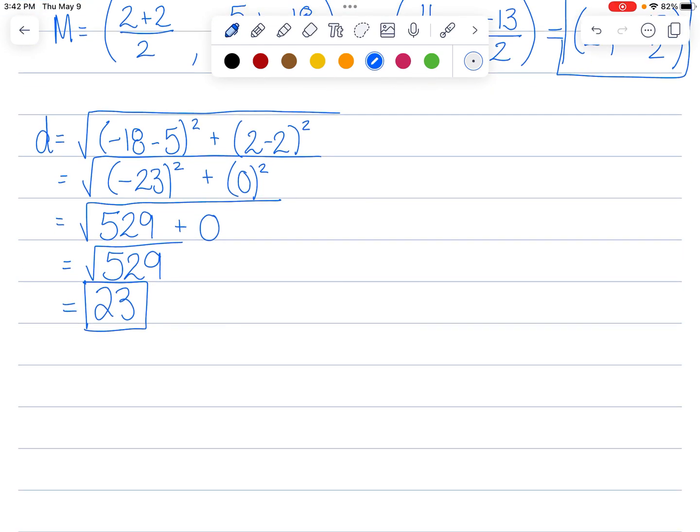But yeah, that's as in-depth as we are going for 9.1. It's just distance and midpoint. Your homework is on page 596. It is numbers 24 through 40, the evens.